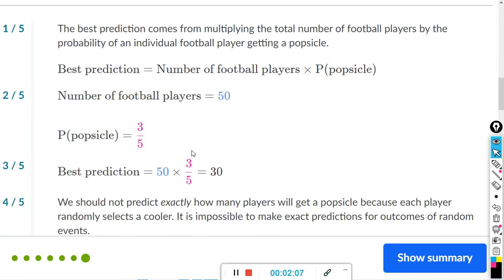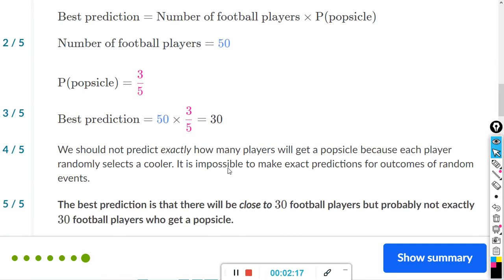Okay, so they basically did the same thing I did. The probability of getting a popsicle was 3 out of 5. They multiplied that by 50 and got 30. But they say we should not predict exactly how many players will get a popsicle because each player randomly selects a cooler. It is impossible to make exact predictions for outcomes of random events.